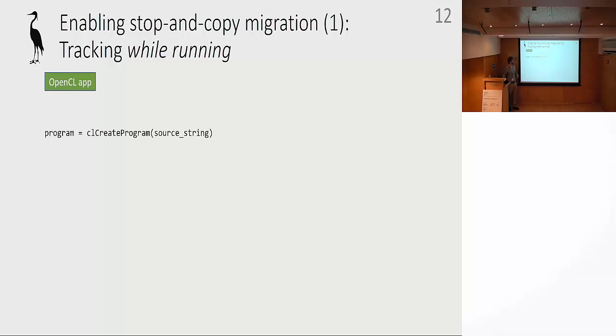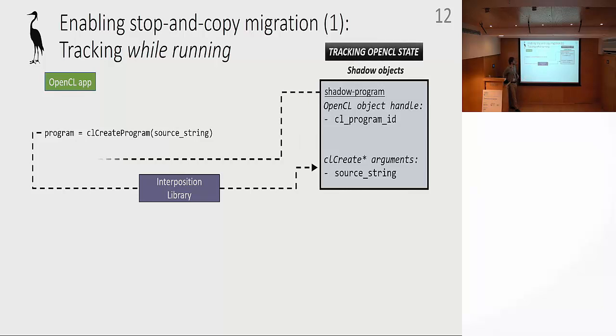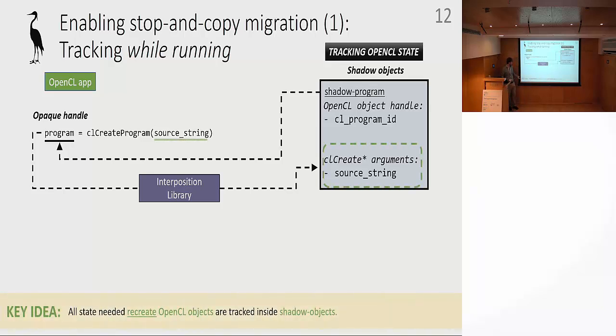So let's look at tracking while an OpenCL application is running. So first, the programmer creates an OpenCL program. And the interposition library interposes on this call and records the function arguments, in this case the source string. And then we return an opaque handle so that it's completely opaque to the programmer what's going on. They don't see what's going on. So the key idea is that all the state we need to recreate this program object and other OpenCL objects is stored in these shadow objects that we return to the programmer.